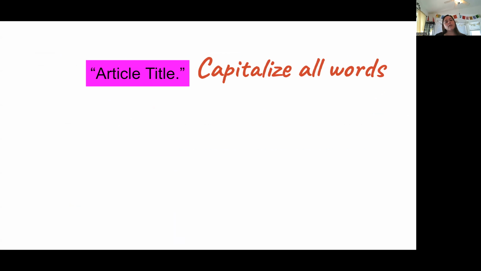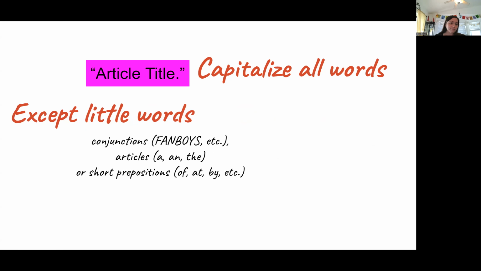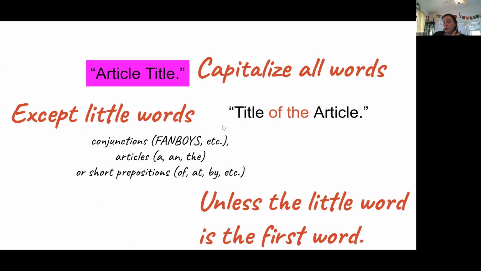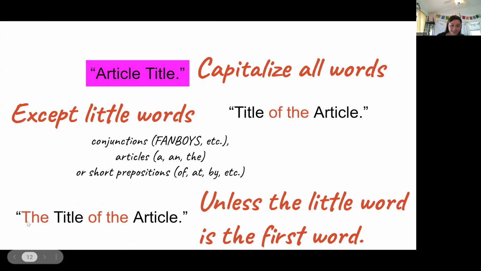With your article title, you capitalize all the words except for the little words. These can be conjunctions, articles, or short prepositions. So this would be like this: title of the article. Or if you have a little word that's the first word of the title, you do capitalize it. So there are a lot of exceptions here: capital title, capital of, lowercase the, article.